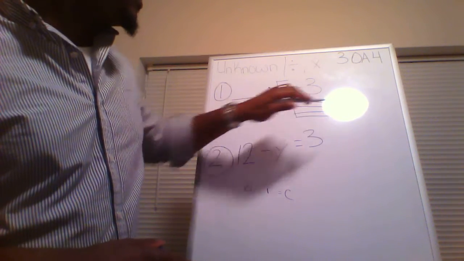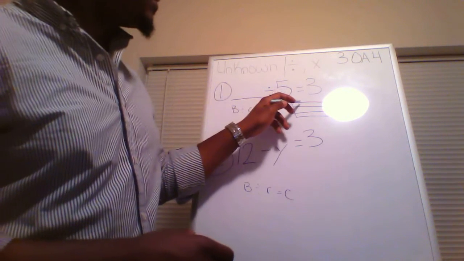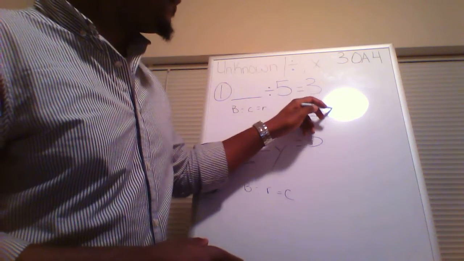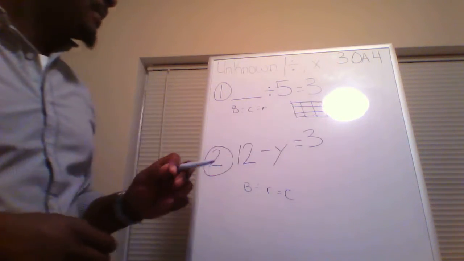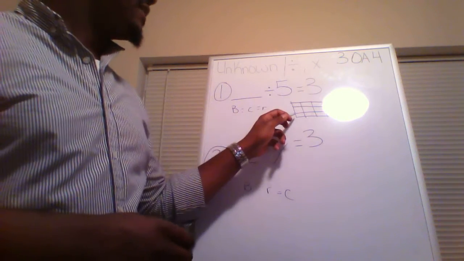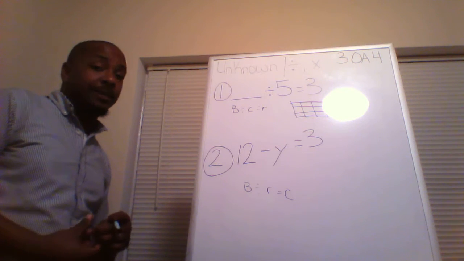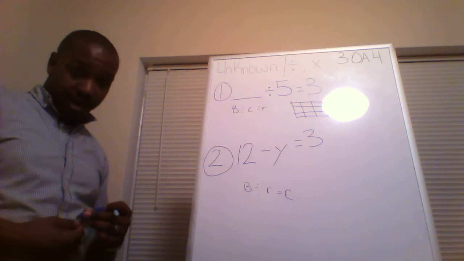I have 3 rows here. Now I need 5 columns. So I put 1, 2, 3, 4, 5. Okay? So now 3 times 5. If I don't know my multiplication facts, I don't want to be left out because I still have to take a test for 3rd graders.